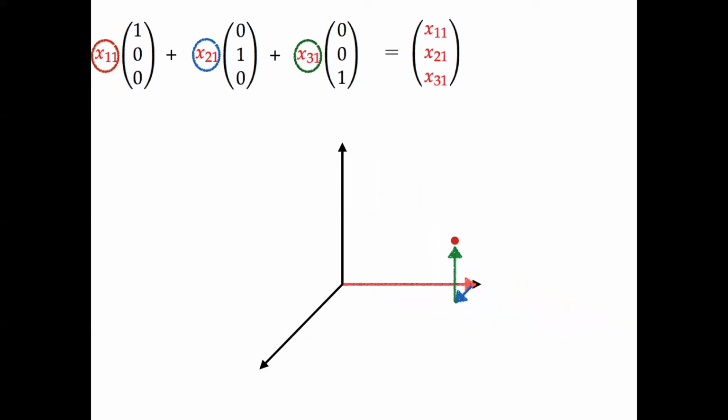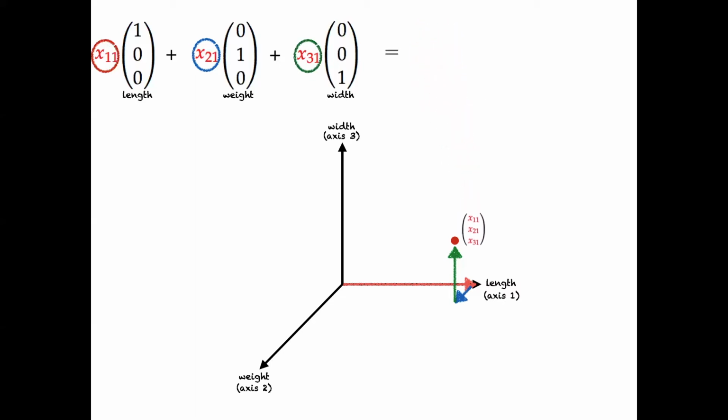And these axes typically represent variables. So here I'm going to actually create some data, and I'm going to call axis 1 length, axis 2 weight, and axis 3 width. And I'm going to label that point according to the coordinates that I just drew for it. Hopefully there's nothing confusing to this point. This is just a representation of plotting a data point in 3 dimensions.